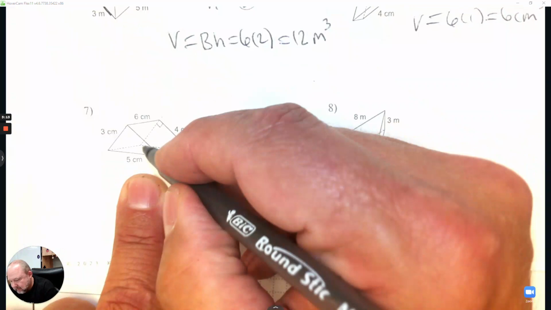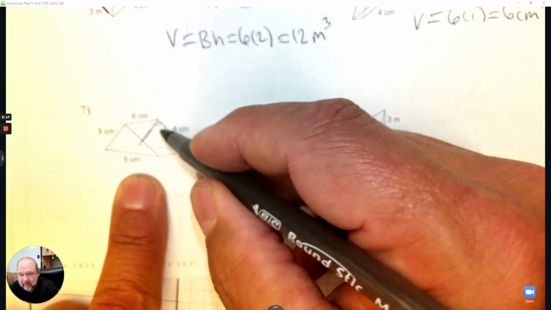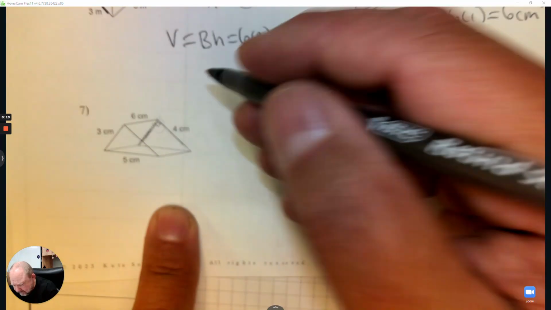Again, we're looking for what makes the L there, right? That 90 degrees. That gives me the base and the height of it. So a triangle is half the base times the height. And then the height of the prism is the distance between the two triangles.